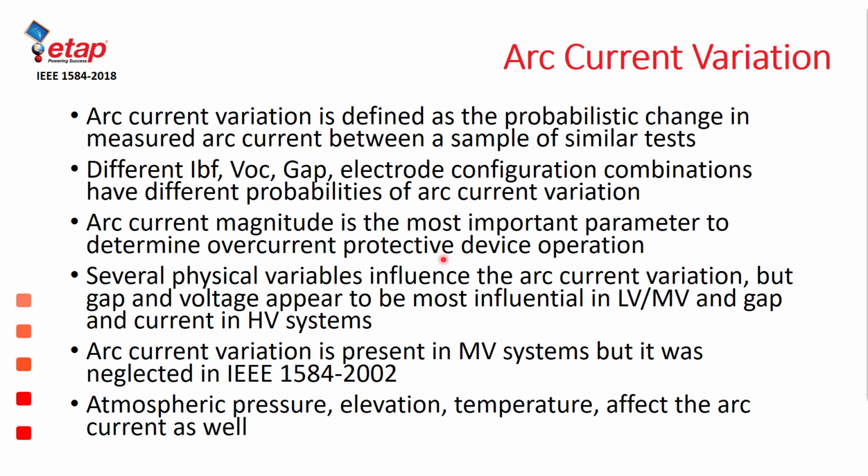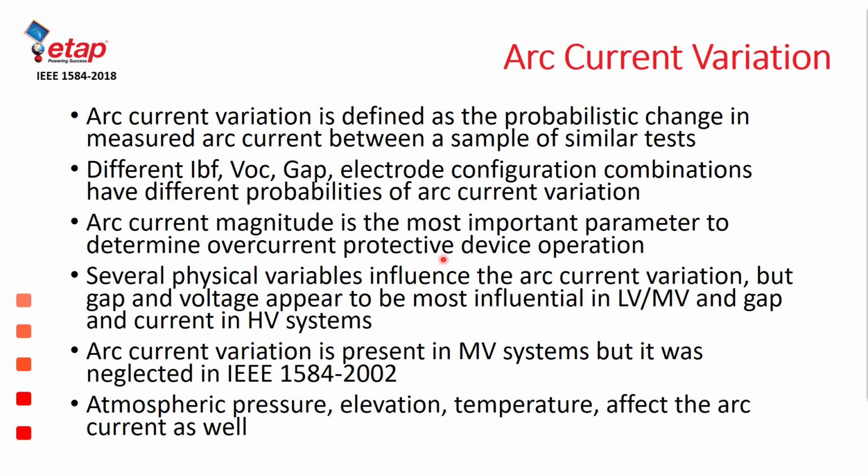As we saw in the previous slides, the arc current will yield some significant differences depending on what voltage, what gaps, and what configurations are found to be present within our systems. Similarly, the arc current variation, which is defined as a probabilistic change in the measured arc current between a sample of similar tests, can add variation to the magnitude of the current measured in an actual arc flash event. The working group understood that the arc current variation is a function of the voltage, the short circuit current, the gap, and the electrode configurations, and of course, with a lesser impact, perhaps the atmospheric pressure, the elevation, and the temperature can impact this arc current variation.